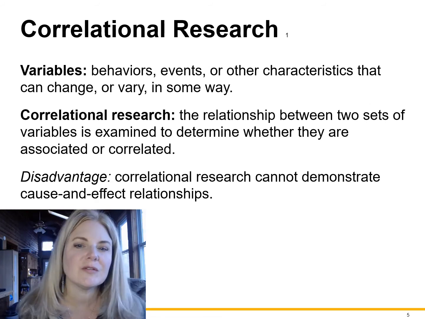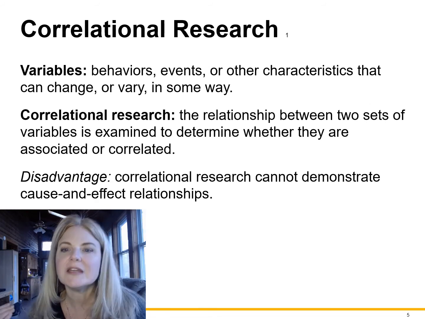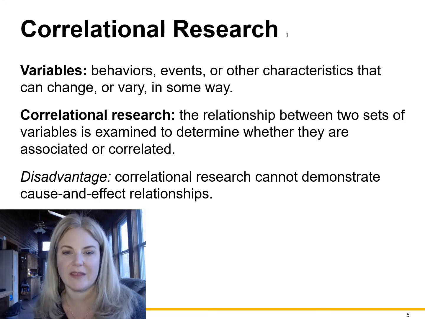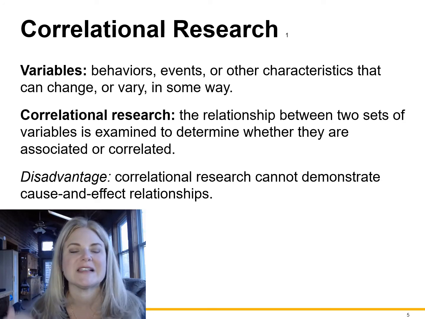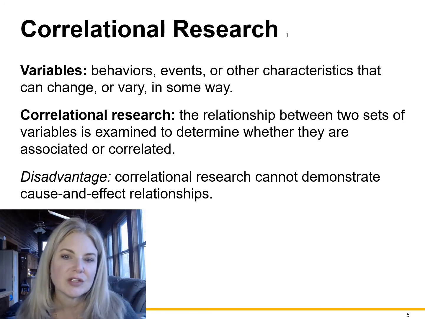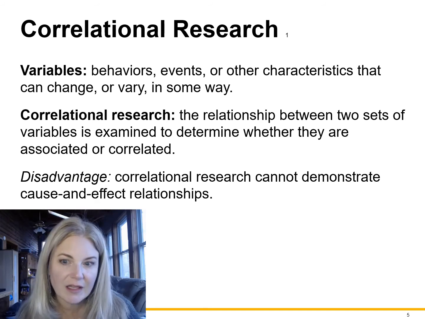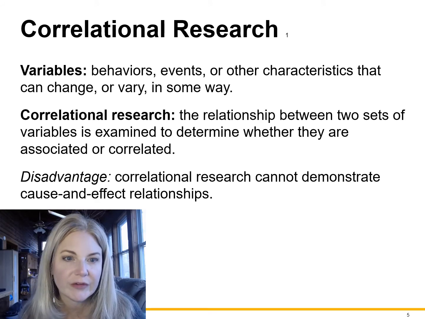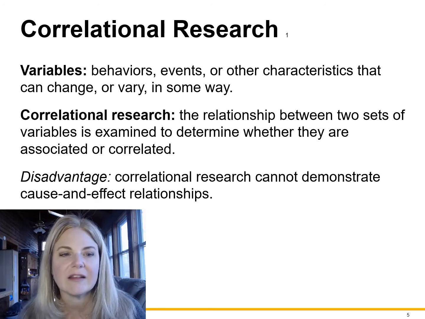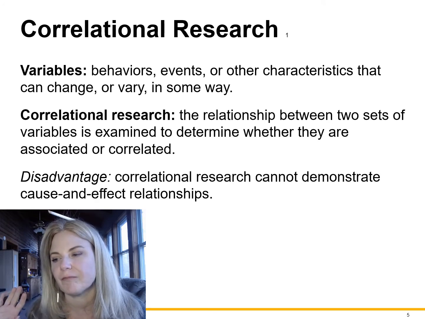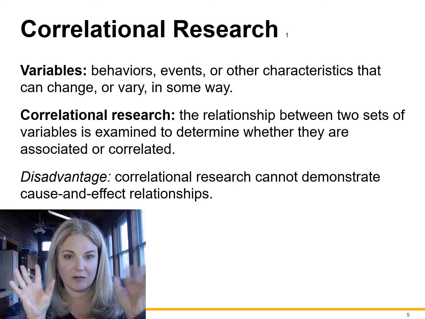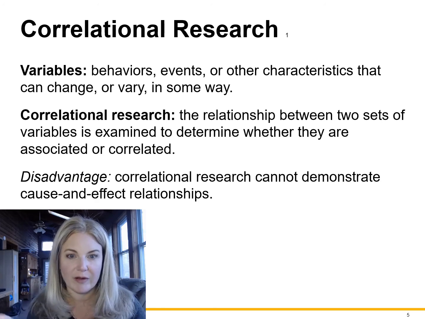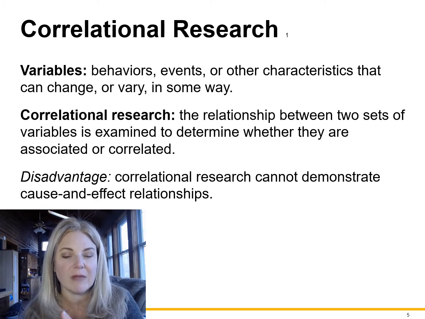So correlational research refers to a non-experimental research method that studies the relationship between two variables with the help of statistical analysis. Correlational research does not study the effects of extraneous variables. So in other words, it does not study the impact of other things that might be involved. It only studies the impact of two variables and whether or not we can predict if one thing happens, can we predict whether or not another thing might happen.